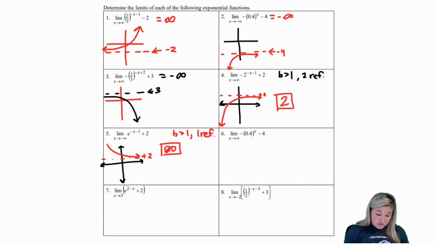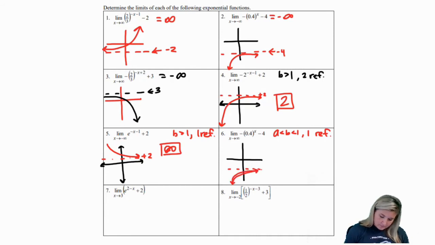The limit as x approaches positive infinity of negative 0.4 raised to the x minus 4. This is going to be, b is between 0 and 1, and I have 1 reflection. So this is going to be a growth. All right, and so this is at negative 4. So as x approaches positive infinity, moving out to the right, our y values are going to approach that horizontal asymptote.